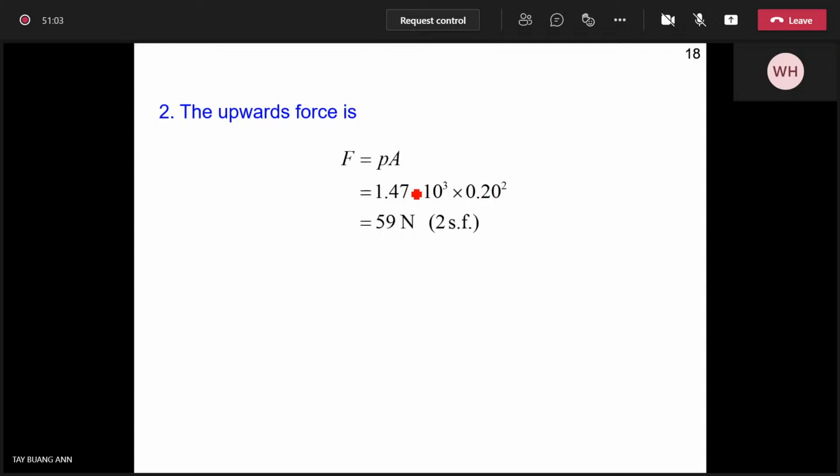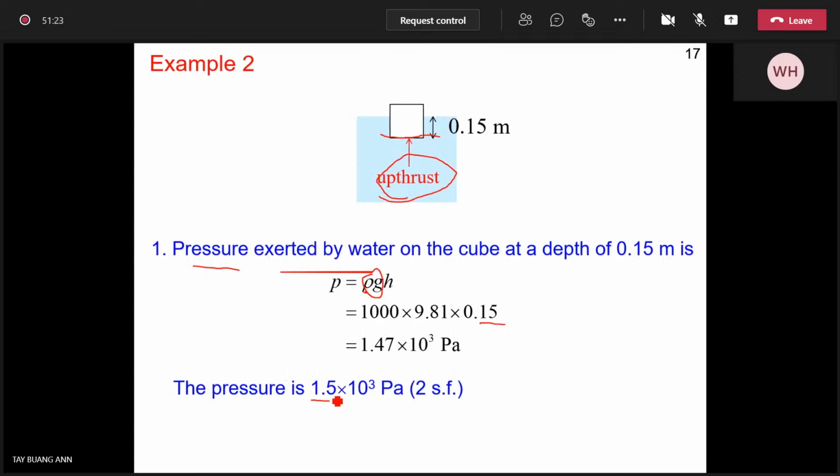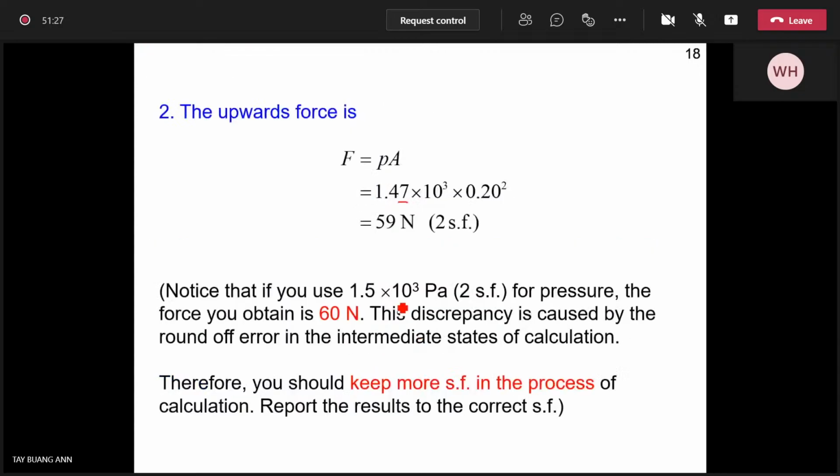For this step, we want to keep one more significant figure. As we learned before, keep one more, because we don't want to have round-off error. Only in the end do we round it off to 2 significant figures. So this is our final answer. If you don't do this, for example, if you use 1.5 instead, then what you get is 60 newtons, slightly larger than this. So that will cause some error.